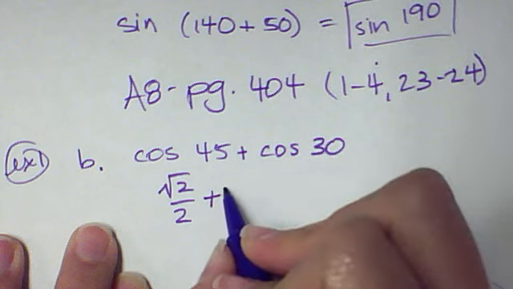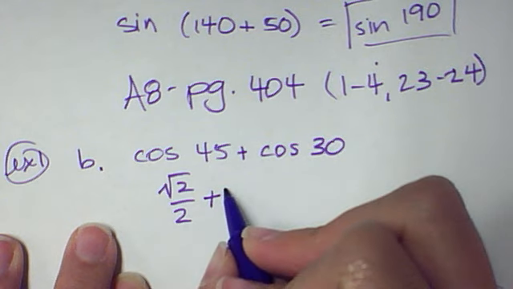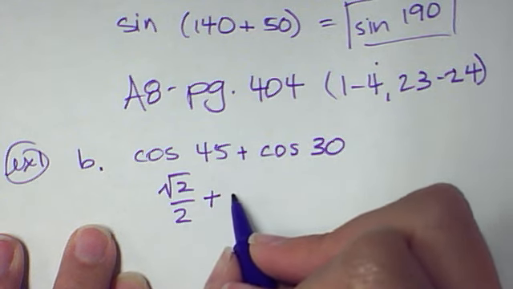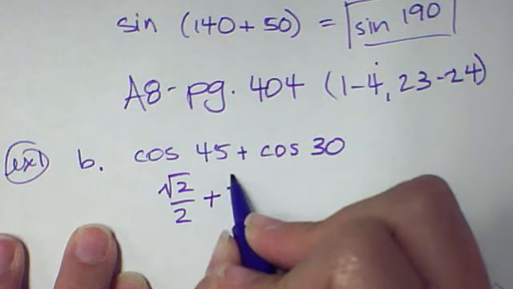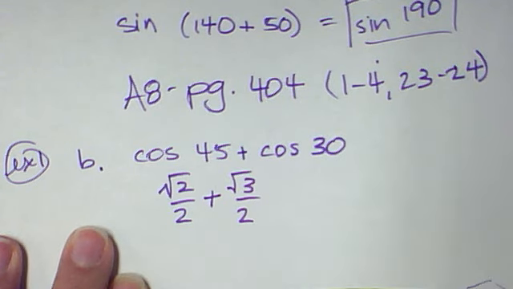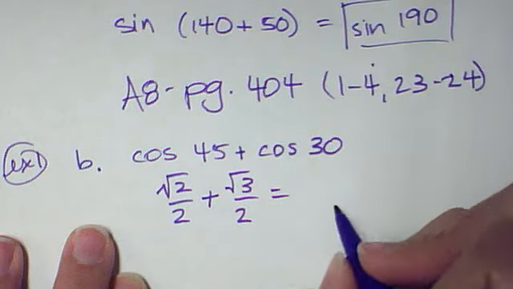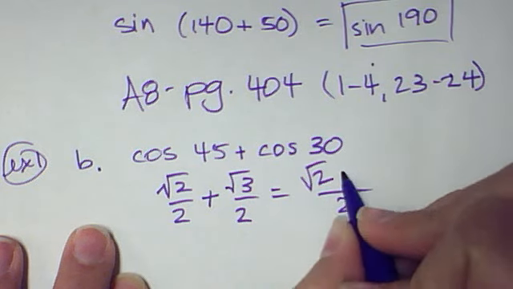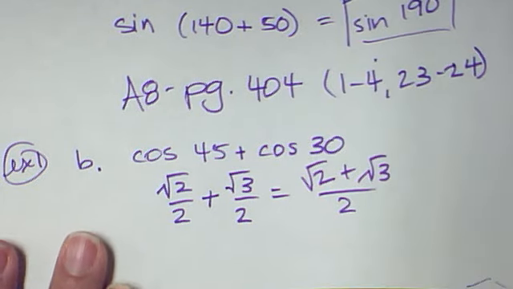Cosine of 30, sorry about that. Let's see, cosine of 30 would be square root of 3 over 2. And then I can combine those because they have a common denominator of 2. So it's just the square root of 2 plus the square root of 3. And that would be my final answer.